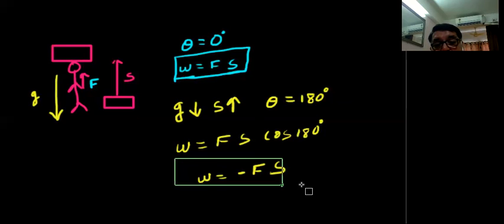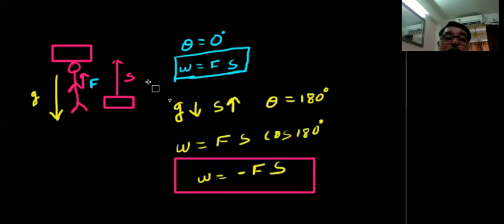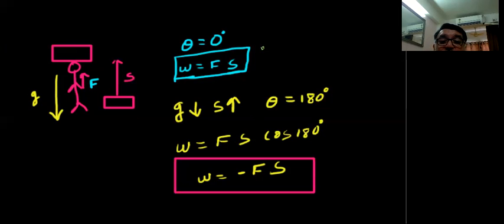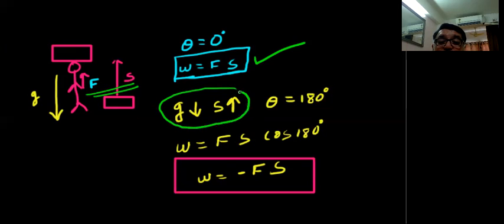So let's try to understand this part. The work done by the coolie, which is by his hands, is equal to F into S because the direction of the force and the direction of the displacement are exactly the same. But the work done against gravity is equal to minus F into S because the direction of the displacement and the direction of the force of gravity are opposite, which is 180 degrees.